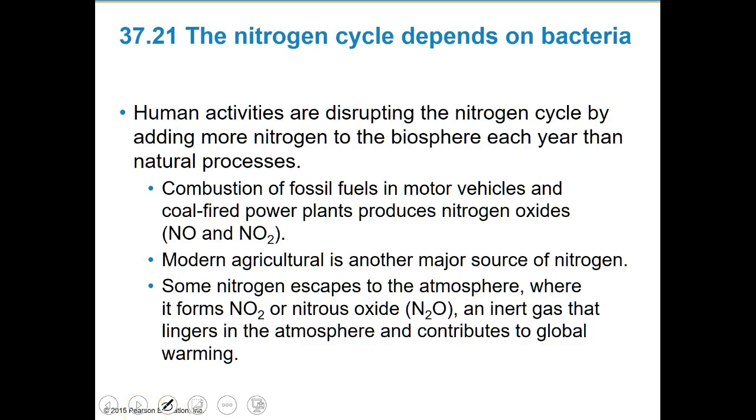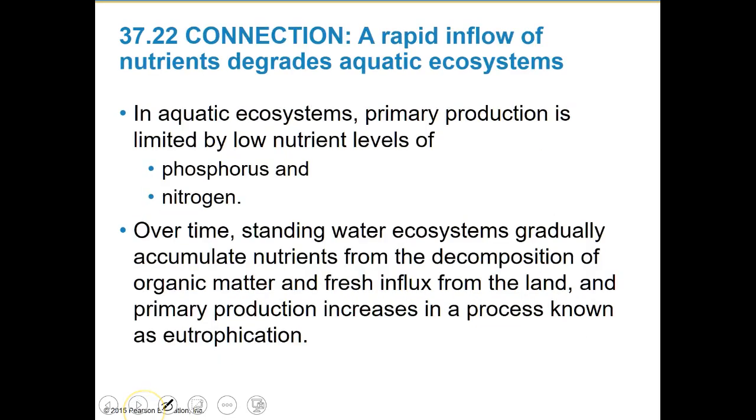Last thing, human activities, as far as this goes, are disrupting the nitrogen cycle by adding more nitrogen to the biosphere each year than natural processes. So combustion of fossil fuels in motor vehicles and coal-powered plants produces nitrogen oxides, NO and NO2. Modern agriculture is another major source of nitrogen, and some nitrogen escapes to the atmosphere where it forms nitrous oxide, N2O, which is an inert gas that lingers in the atmosphere and contributes to global warming. So we're adding more nitrogen. Even adding more fertilizers and things like that contributes to more nitrogen in soil.